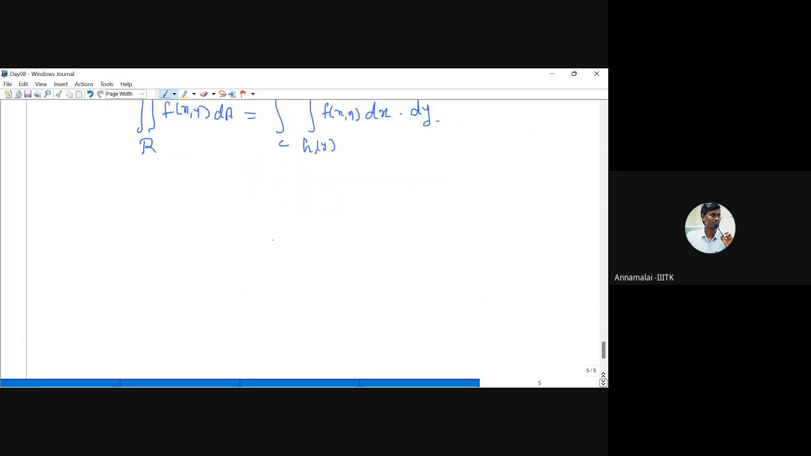So therefore, in Fubini's theorem, the first form is where both the limits of x and the limits of y are constant. The stronger form is where one of the limits depends on the other variable. Now we discuss some examples.